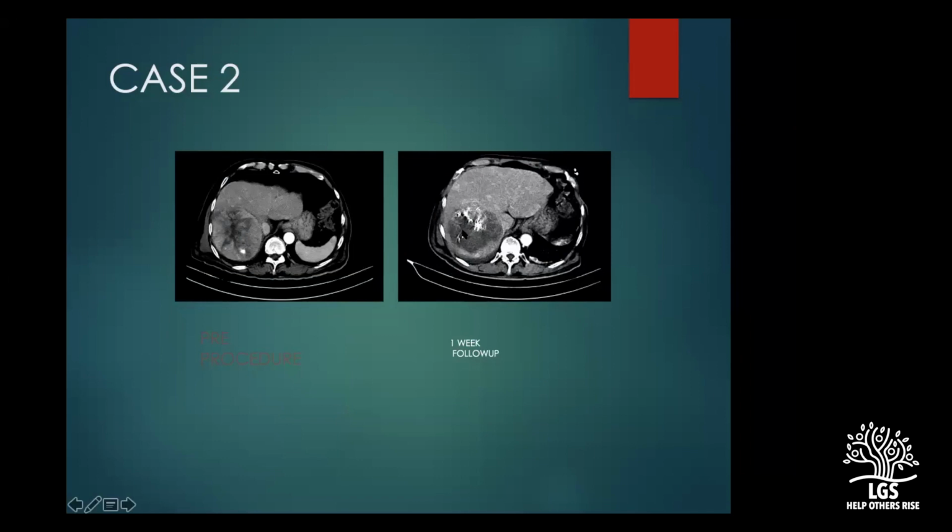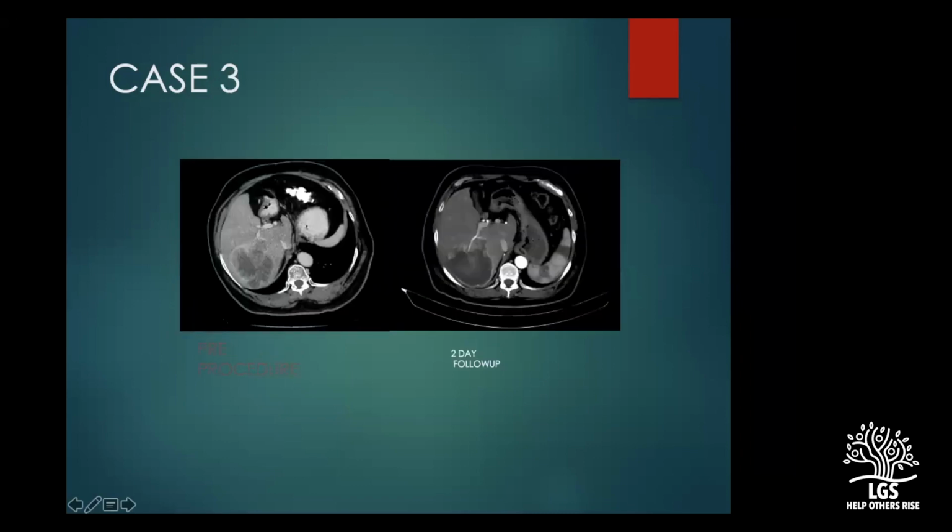You can see the amount of necrosis on a 1-week follow-up. There is almost complete necrosis on a 1-week follow-up. This is a pre-procedural CT, and this is a 1-week follow-up CT. And this is yet another tumor. There was a nice blood supply. Again, in this particular case, you can see the amount of necrosis that you get with microwave ablation. It's unbelievable, and it's actually very safe. And patients don't have the side effects of chemotherapy when you go for ablation.